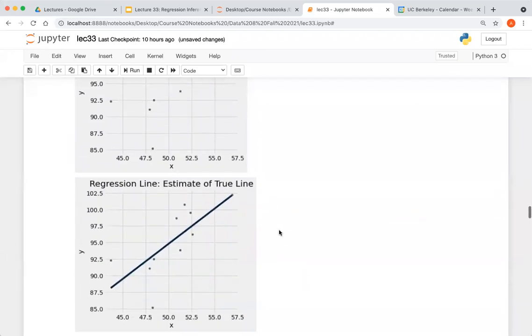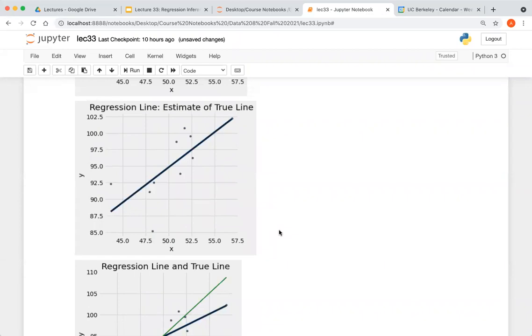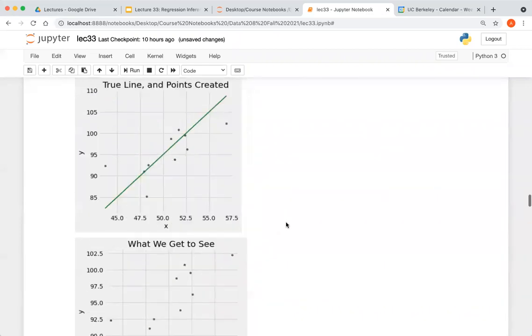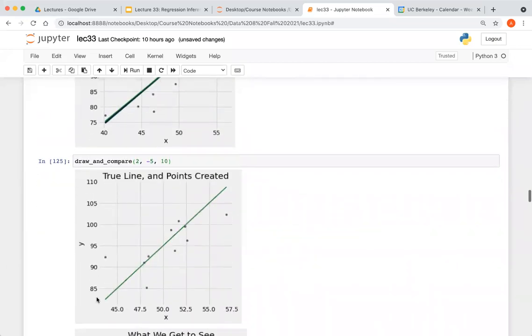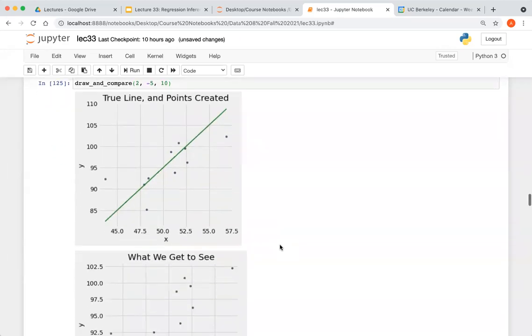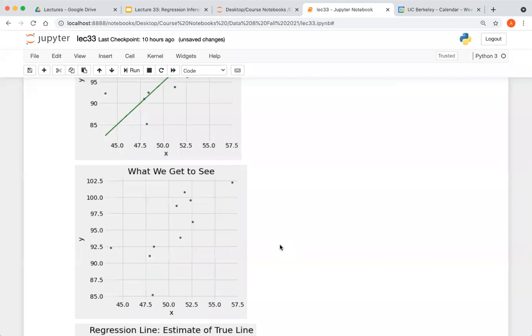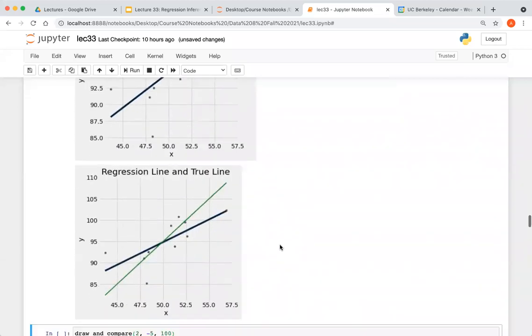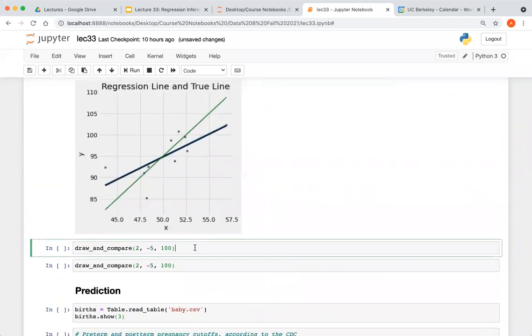Okay, so these are examples where we are not generating the true line from a normal distribution. The true line is just an ordinary math line. We are generating the errors from a normal distribution because that is what the model says. What I'm going to do is I'm going to run the same thing now, but now with 100 points. We just had 10 points. That's not a lot of data.